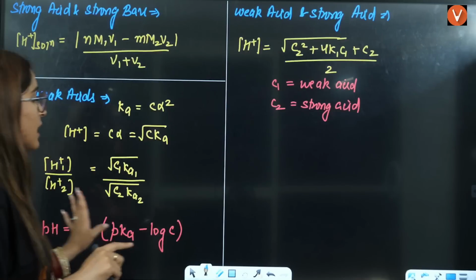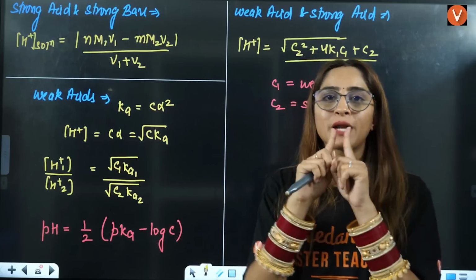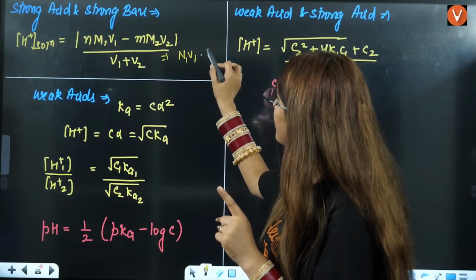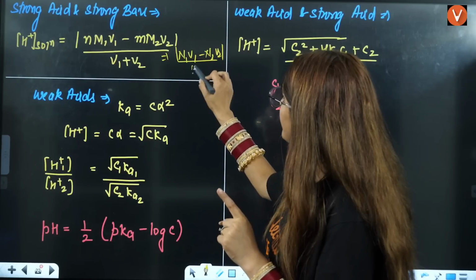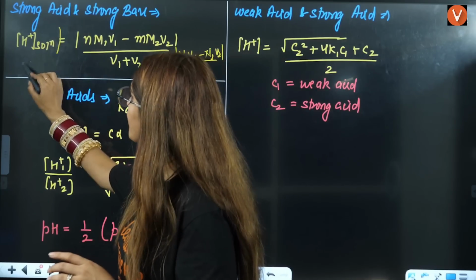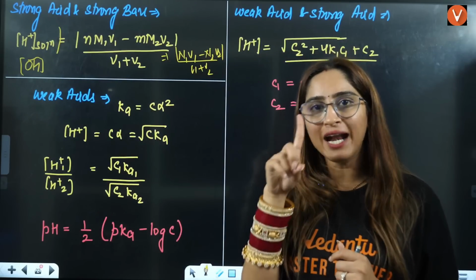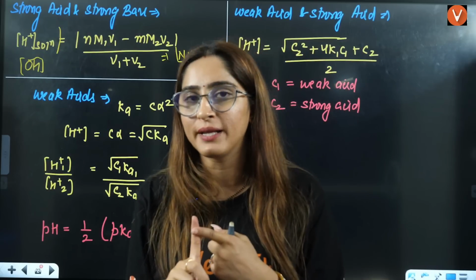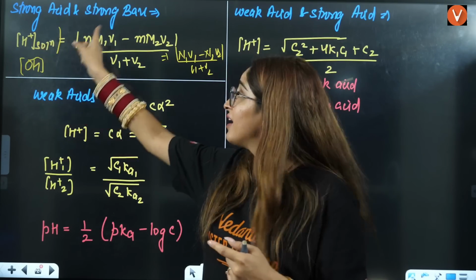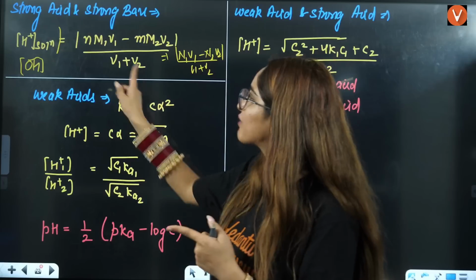Okay. Next, if you have one strong acid and one strong base, you have to subtract the normality and volume products. That means you use the formula N1V1 minus N2V2 divided by V1 plus V2. So, ma'am, do we calculate H positive or OH negative? Whichever has the greater value. If the normality and volume product of the base is greater, then you are calculating for the base. If the normality and volume product of the acid is greater, then you are calculating the H positive value.